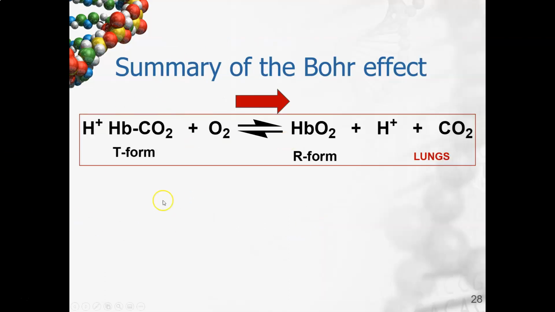So if we're going to summarize the Bohr effect, in the lungs, hemoglobin arrives. It has bound its protons on all of those histidines. It has formed the carbamates, so it's bound to CO2. It encounters a high concentration of oxygen. So Le Chatelier says we're going to go in this direction. So that means we're going to drop off the protons, drop off the CO2, and pick up the oxygen. So a change goes from the T form to the R form. So you have lots of ion pairs formed right here, and the ion pairs break when we convert from the T to the R form.